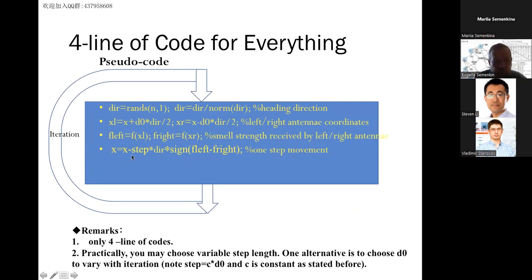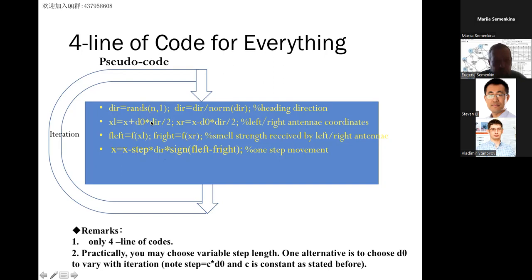Then we move using this update rule. So it is step times direction times a sign function, which tells us whether the left antenna has a higher smell or the right antenna has a higher smell. This determines whether you move to the left antenna direction or to the right antenna direction. The direction vector is defined by dir, which was originally a random variable. The movement step length is determined by this parameter, step.